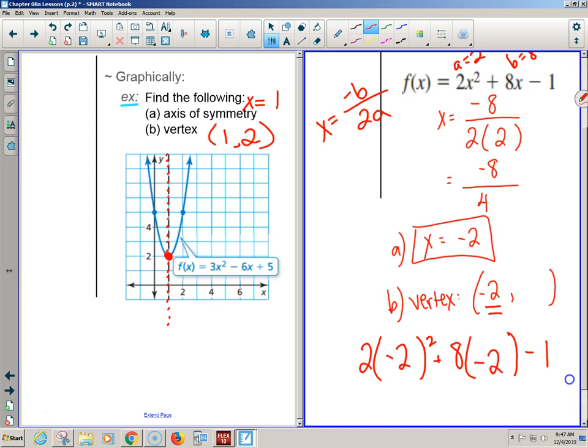Then we do all of our multiplications, which would be 8 minus. And then we would do all of our additions and subtractions. Good luck.